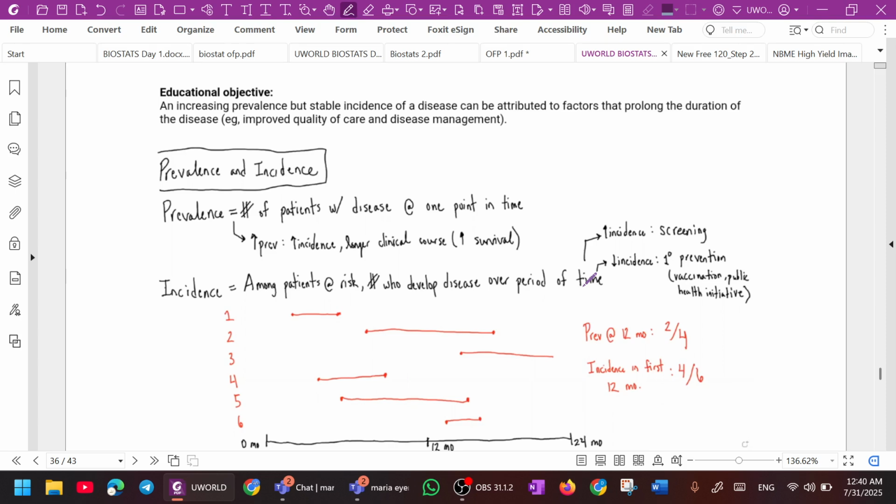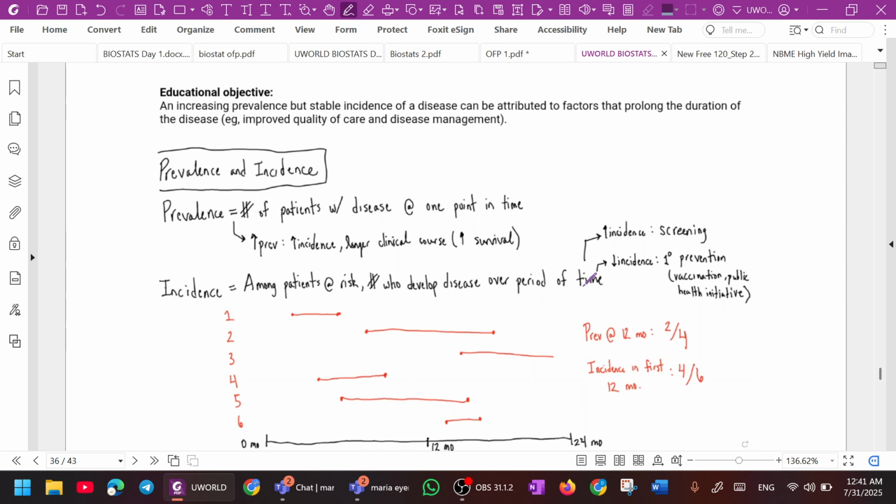So the patient developed the disease, lived with the disease, and died. Does it make sense? So at 12 months, we have only two people that were living with the disease. Does it make sense?